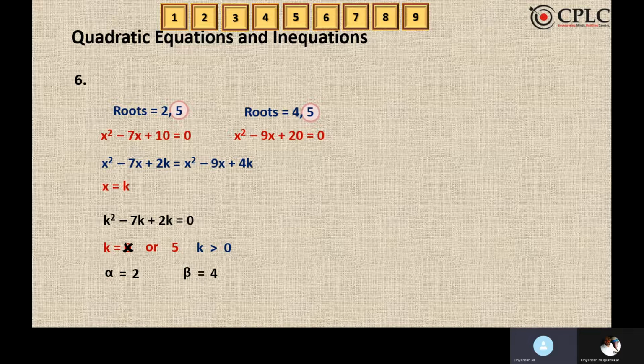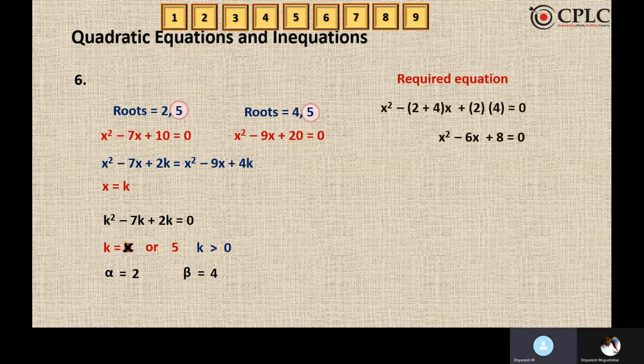And when you look at the options, only one option satisfies that, where the product will be 8, because if the roots are 2 and 4, the product will be plus 8 and the sum will be plus 6. So the required equation will be x² − 6x + 8 = 0, which is option 4.